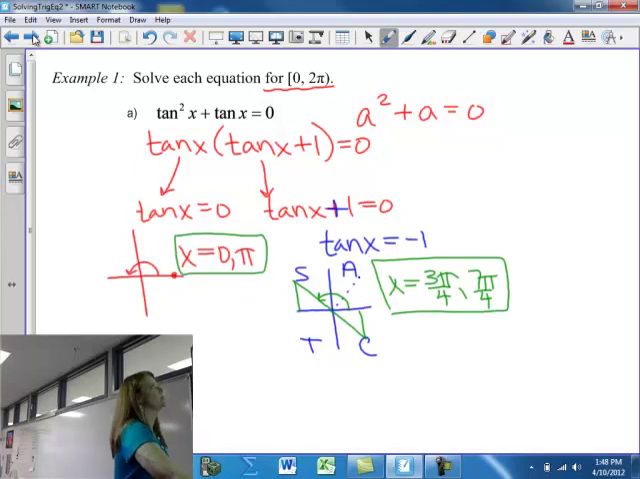If we take any of those answers and we plug them back in right here, oh, that's not a highlighter, is it? No, not usually.